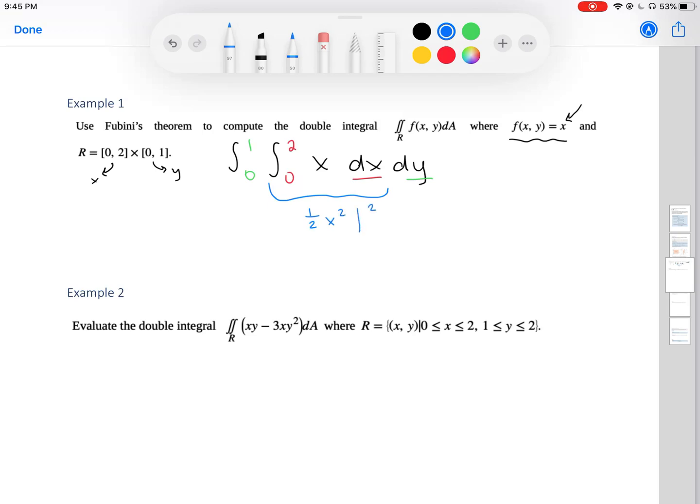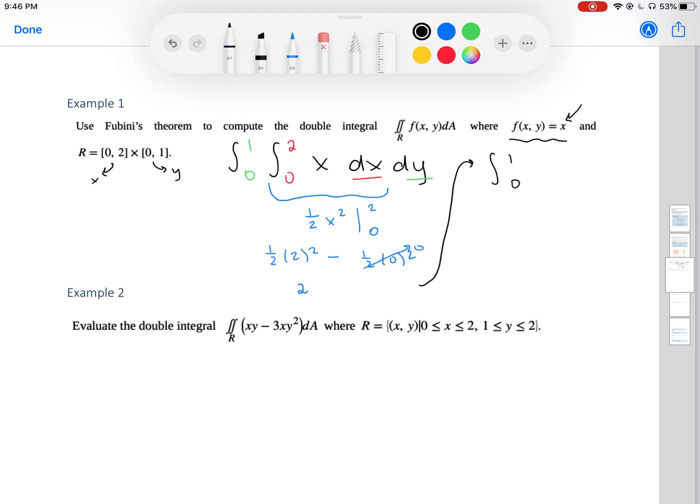And we need to apply those bounds of 1 to 2. All right, so 1/2 times 2 squared minus 1/2 times 0 squared. Well, that's just 0. 2 squared is 4. 4 divided by 2 gives us 2. Okay, now we need to continue this again.